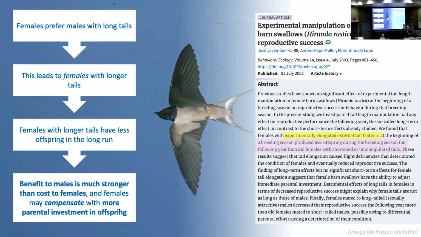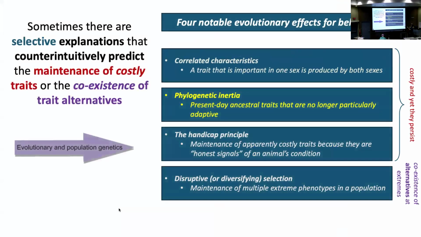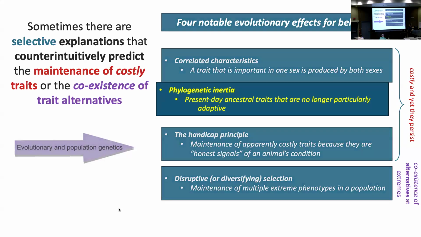An advantage in one sex ends up causing a disadvantage to show up in another sex because of developmental constraints. Okay, so that's a correlated characteristic. There's also phylogenetic inertia. This one's shorter.